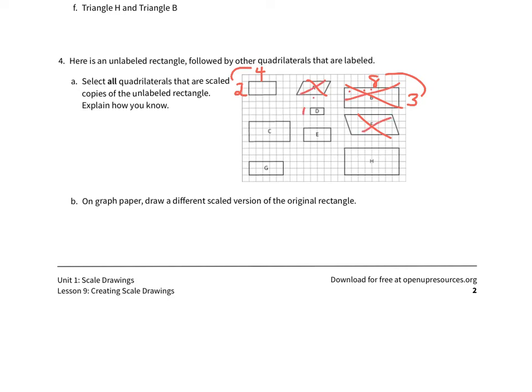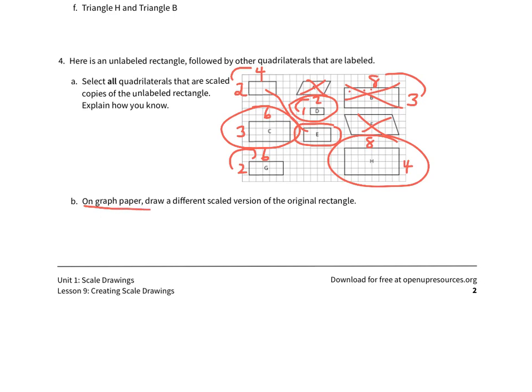D is 1 by 2. Those two sides I can multiply by 2, so yes, that would be a scaled copy. For C, I have 3 here and 6 here. Yeah, that's a scaled copy. So I'll circle D is a scaled copy, C is a scaled copy. E is a scaled copy. It's also 2 by 4. The scale factor from here to here would be 1. H is 4 by 8. Yeah, that's a scaled copy. And G is 2 by 6. 2 times 2 is not 6, so not a scaled copy.